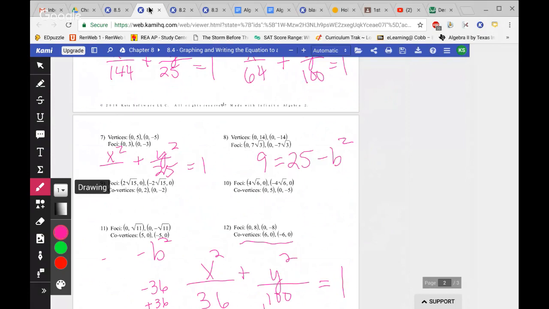Okay, so I've got 9 equals 25 minus b squared. So I'm going to subtract 25 from 9. And that gives me negative 16, which equals the opposite of b squared. Divide both sides by negative 1. And that gives me 16 equals b squared. So that's going to go in this position. Okay, that makes sense.